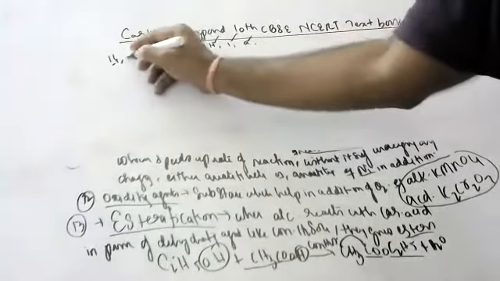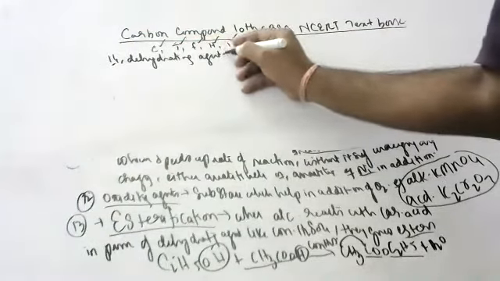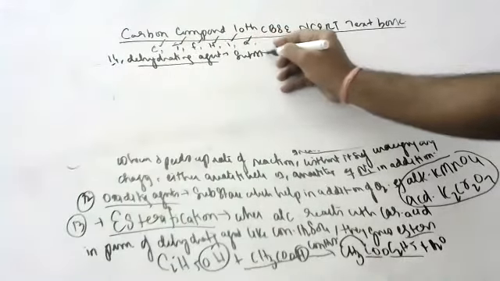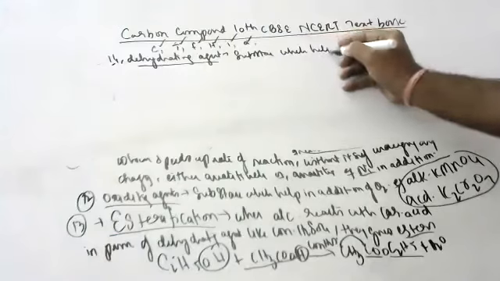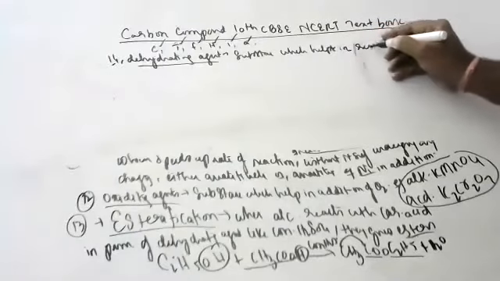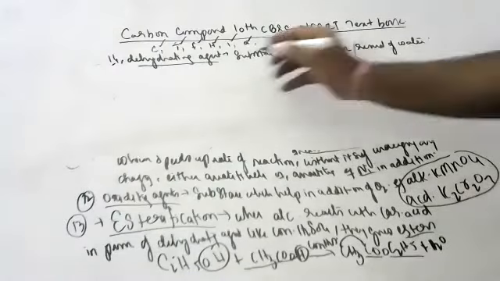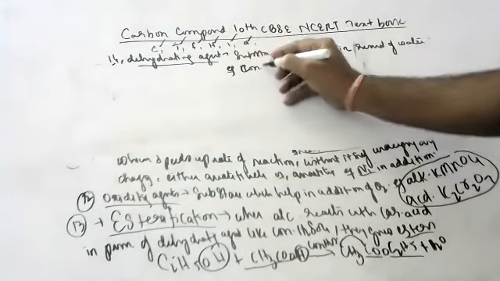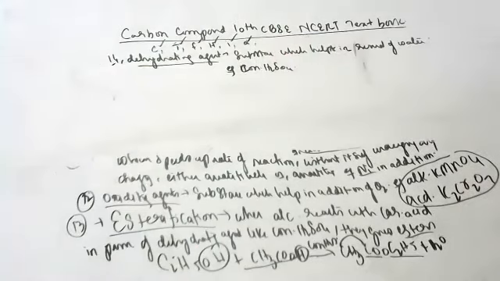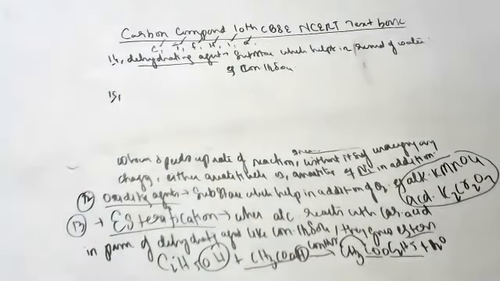Next, what is a dehydrating agent? Substance which helps in removal of water is called a dehydrating agent. Example, concentrated sulfuric acid, a dehydrating agent.